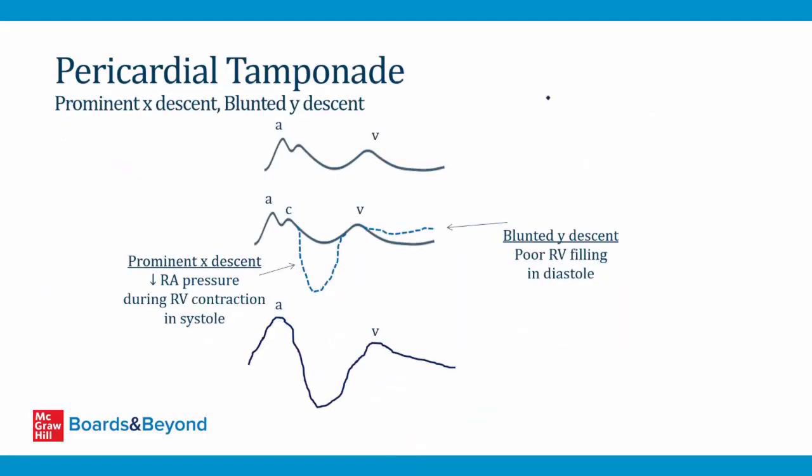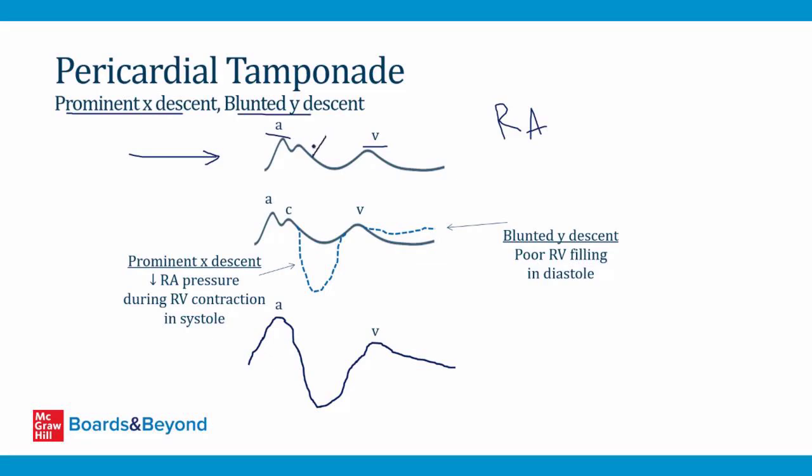In the video on venous pressure tracings, I talk about this pressure tracing right here. This shows the pressure fluctuation in the right atrium and the venous system as a whole as the heart moves through the cardiac cycle. And in that video, I talk about the A wave and the V wave and what they mean and what causes them. Well, in pericardial tamponade, there are two classic findings that are abnormal that occur in the venous pressure tracing. The first one is called a prominent X descent. The second one is called a blunted Y descent. And let's talk about why those happen now.